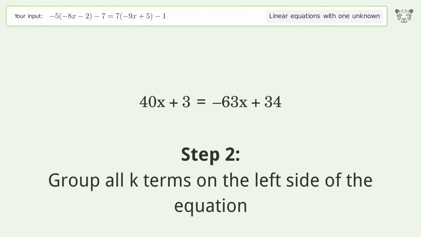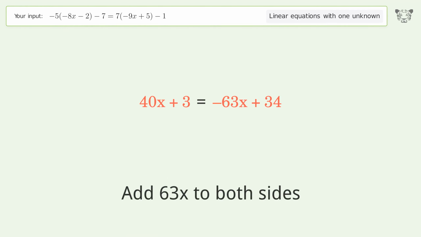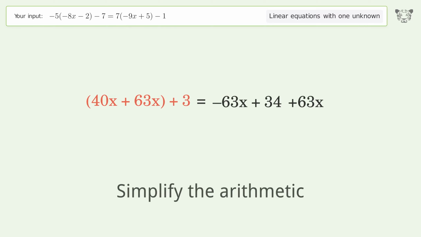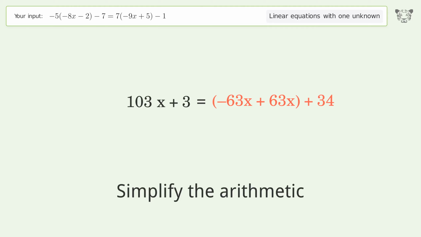Group all k terms on the left side of the equation. Add 63x to both sides. Group like terms. Simplify the arithmetic. Group like terms. Simplify the arithmetic.